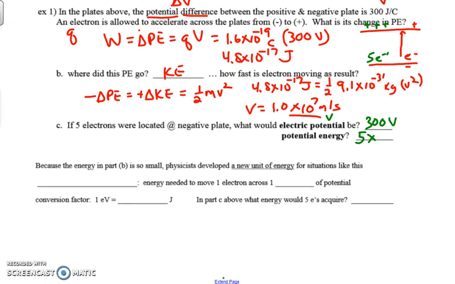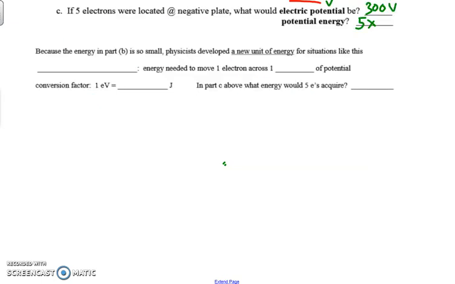Now, if you notice in the last problem, the amount of energy that the electron gained was a really small amount. So physicists developed a new unit of energy for situations like that. And this is something you have to be familiar with. We're not going to do a ton with it, but I feel this is the time to introduce it, and we'll play around with it more. So just come in with questions if you're completely lost about what I'm talking about.